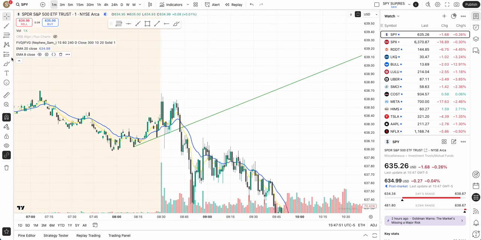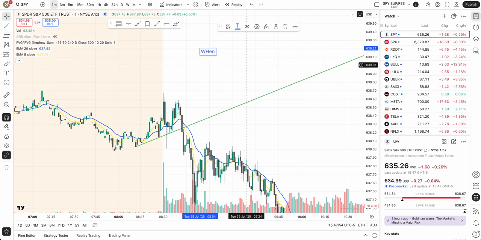Okay, so the idea is that when the 8 EMA is above the 20 EMA, long, okay? Oh, I have to look into that. Thanks for showing that to me, because I only get 5 indicators and this takes up 2 of them. When the 20 EMA is above the 8 EMA, go short.